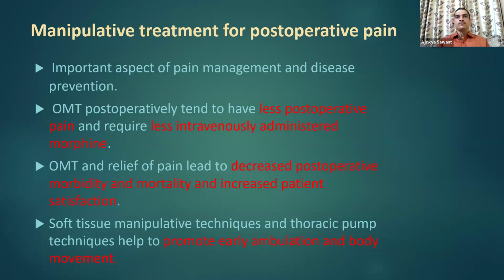With OMT, we can mobilize the patient in early stages and it decreases the post-operative morbidity and mortality. Morbidity is due to prolonged stay in the hospital or prolonged stay on the bed; the morbidity increases and the patient loses confidence. So OMT can relieve the pain and decrease post-operative morbidity and mortality. Soft tissue manipulative techniques and thoracic pump techniques promote early ambulation and body movements.